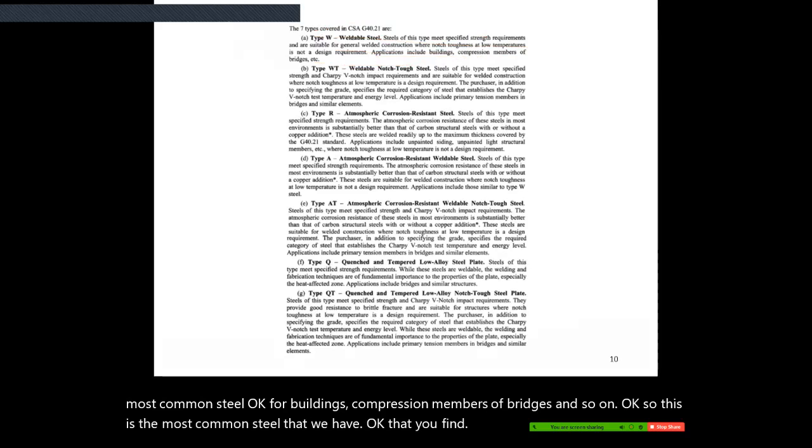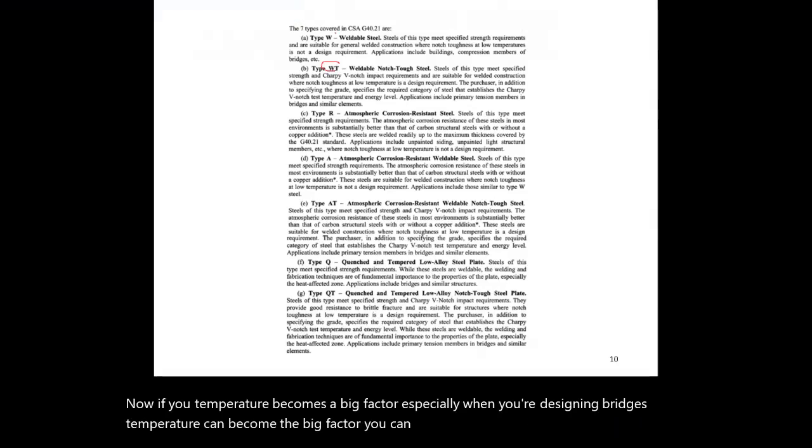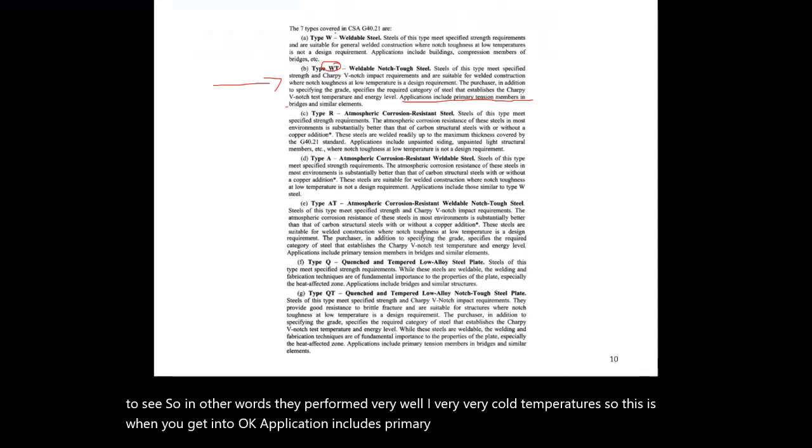Now, if temperature becomes a big factor, especially when you're designing bridges, you can have WT, tough notch steel, okay? There are tests, so in other words, it performs very well at very, very cold temperatures. So this is when you get into application including primary tension members in bridges and similar elements. That's where you would be applying that one.